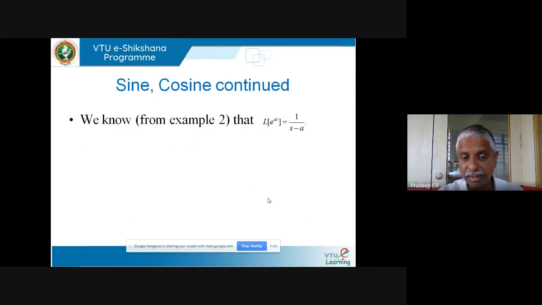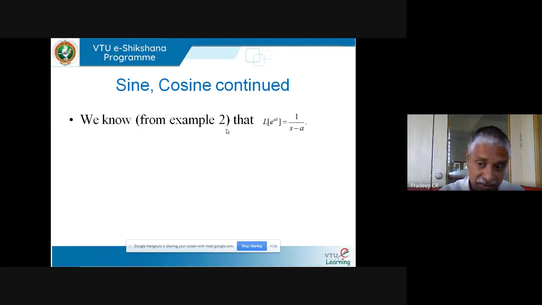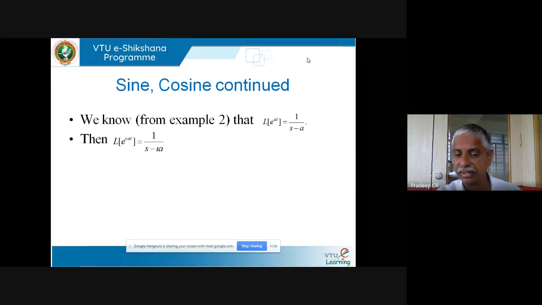I know I previously found that L of e power at is 1 by s minus a. We just saw it in this example 2. L of e power at is 1 by s minus a. So replace a by ia, that's all. I never said a must be a real number. It could be any complex number also. So L of e power iat is 1 by s minus ia.